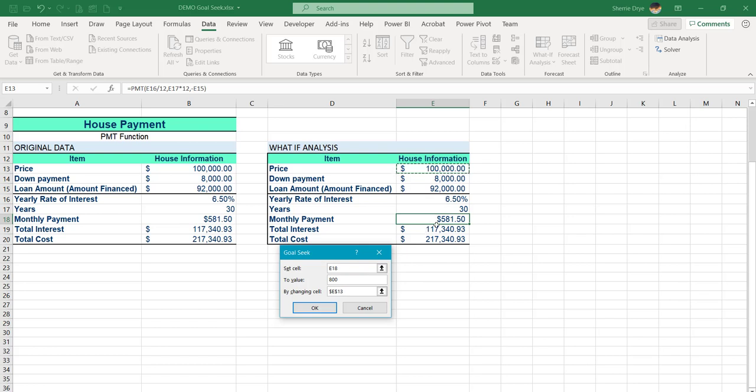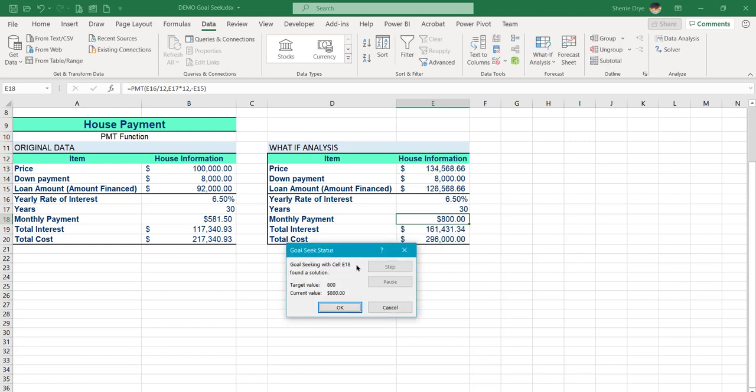So logically, if I can afford more for a monthly payment, that price of the house should go up. I should be able to afford more than $100,000. So I'm going to change cell E13, and it automatically puts the absolutes in there, so you don't have to worry about that. So when you click on OK, it goes through an algorithm and tries to find the closest to that value that you entered.